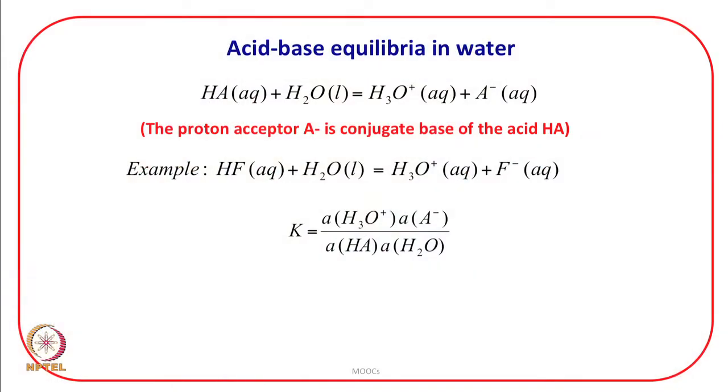Keeping that in mind, let us go to the slide and write an expression for the equilibrium constant for this reaction. Let us say we write for this upper reaction, K is equal to the activity of hydronium ion into the activity of A minus, divided by the activity of HA into the activity of water. This is an expression for equilibrium constant for this reaction.